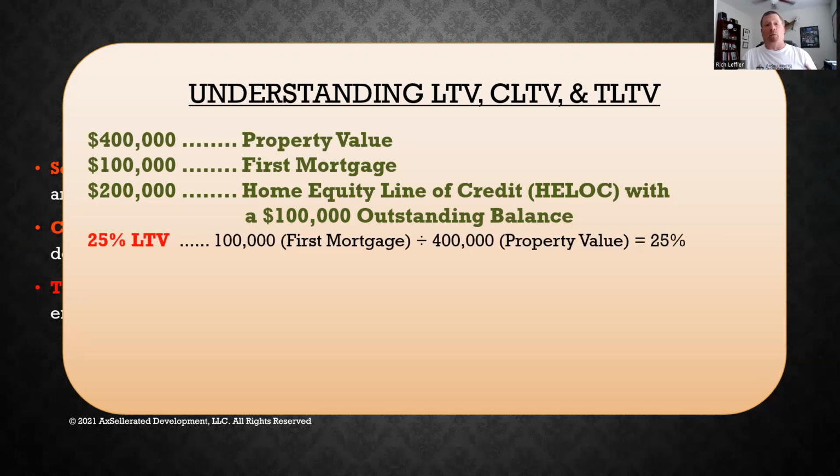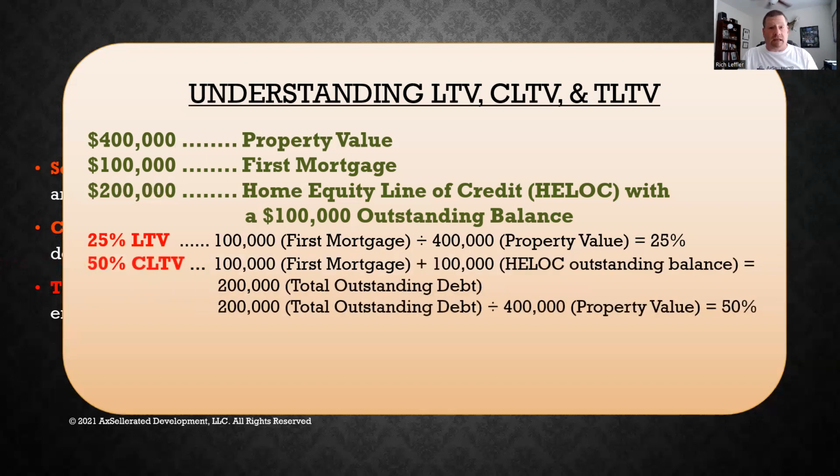And that's because we have a $100,000 first mortgage in relation to the $400,000 property value. Our combined loan to value, that's 50%. And that's because now we're looking for all outstanding property related debt in relation to the value of the property. So in this example, the borrower owes $100,000 on the first mortgage, and she currently only owes $100,000 on the second mortgage. Together, that's $200,000 in relation to a $400,000 property value. That gives us a 50% CLTV.